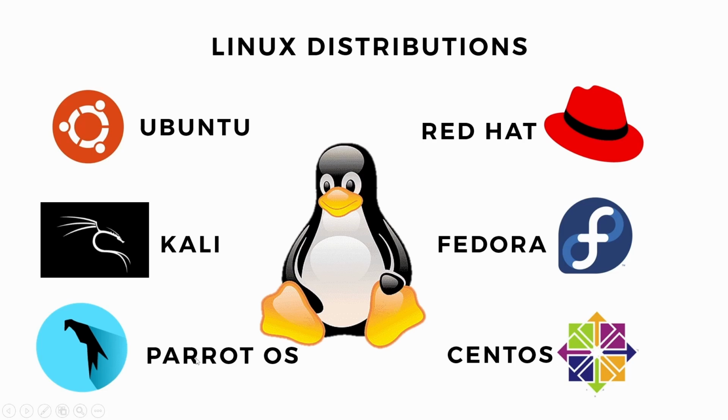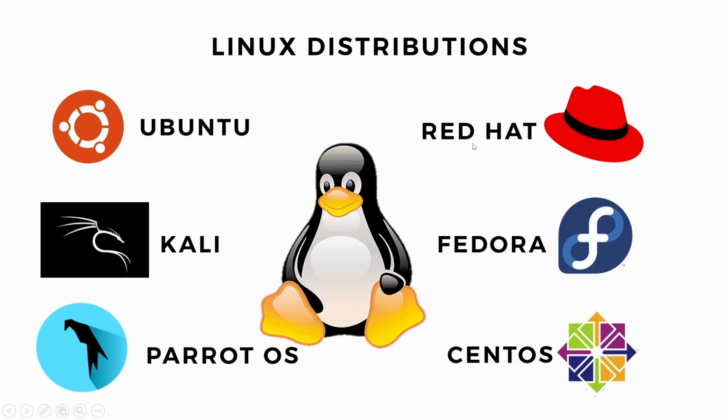Next one, we have Parrot OS. Parrot OS is also a security-focused Linux distribution that is designed for ethical hacking. We can also use it for digital forensics and privacy. It includes a wide range of security tools and utilities, as well as privacy-oriented features and applications.